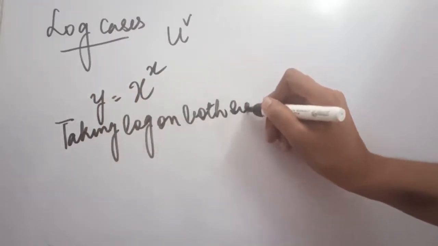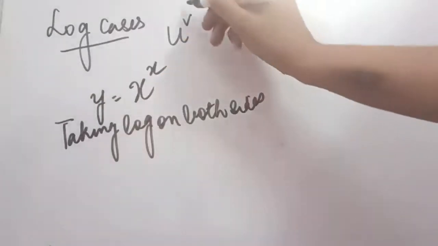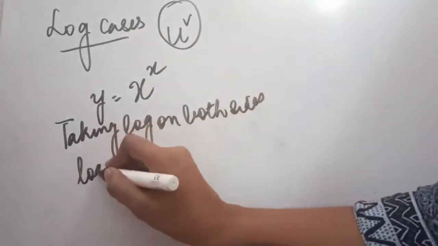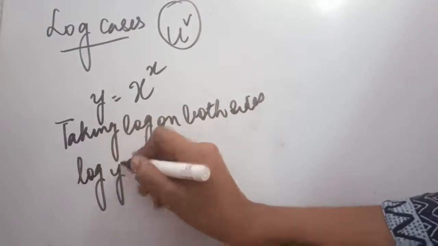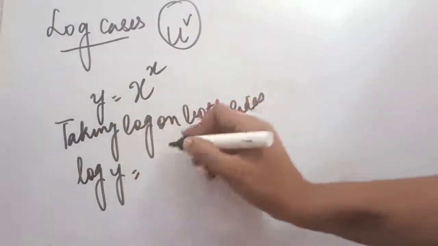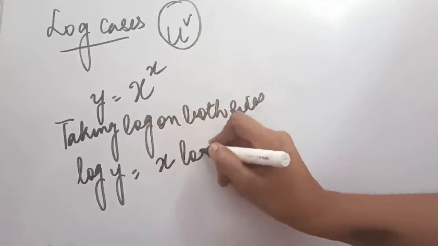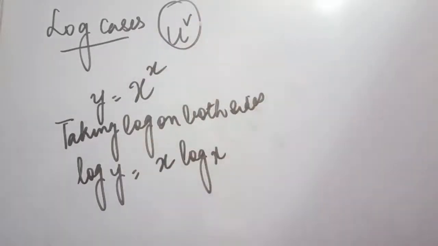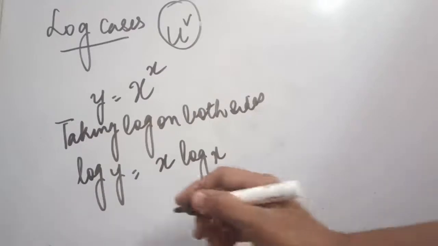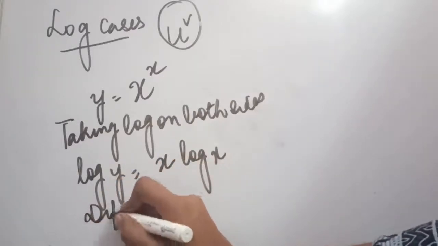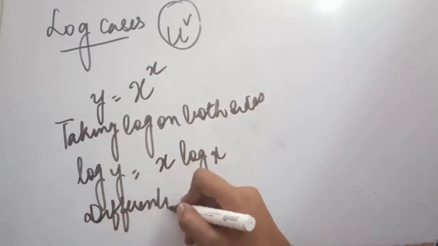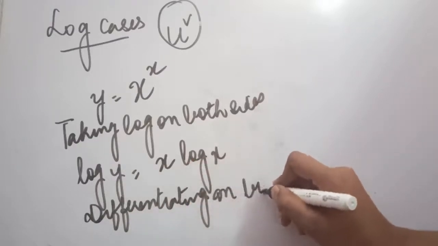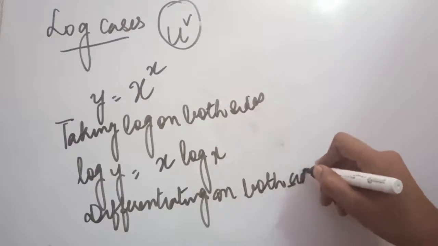So when you take log on both the sides, then only we can apply this u raised to power v principle of the log. So it will be log y on the left hand side, and when you take log on the right hand side, it will become x log x. This is the u raised to power v case. x will come forward and this is log x. Now we will write differentiating on both the sides. Now we will have to take differentiation on both the sides.